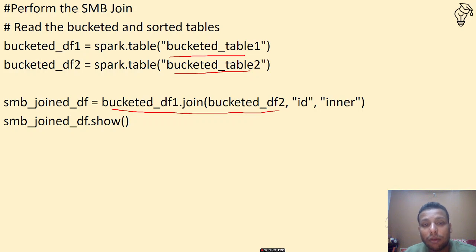Why is it fast? Because when we are joining these two data frames, the files are already distributed according to the particular join column ID and in sorted way. So it makes the join fast. I hope you understand the bucket join.